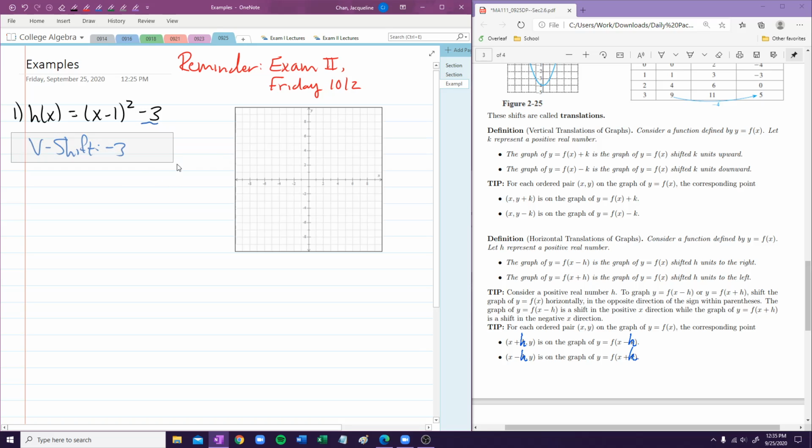Getting ahead of myself. Something I should explain before we start doing the vertical shifts is that before we do the vertical and horizontal shifts, we have to understand what the parent function is. The parent function, stripped of everything, is f of x equals x squared. We know the general graph is going to look like a U.